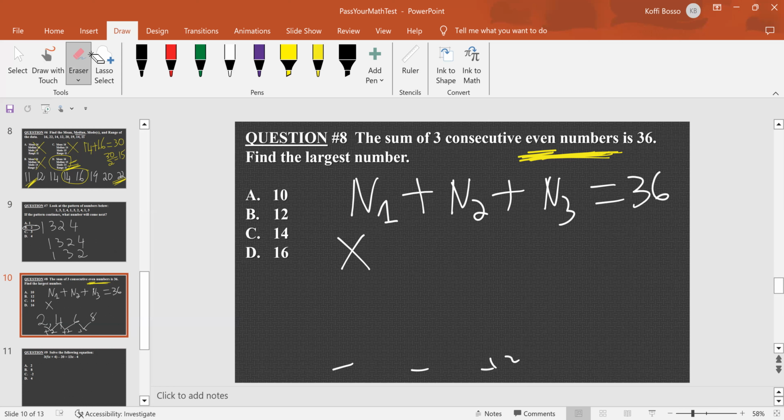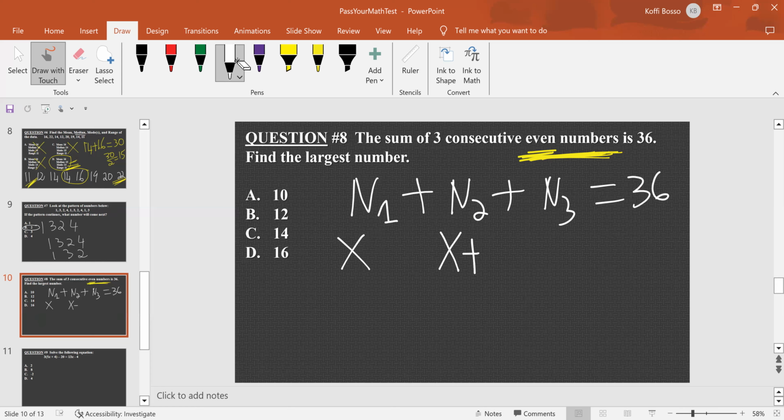That's why I represent it by X. But I know that if I take my first number and then I add the 2, I get the second number. So I can write the second number as X plus 2. I don't know my third number, but I know that if I add another 2 to my second number, I will get the third number. So if I add 2 to X plus 2, I get X plus 4 for the third number.